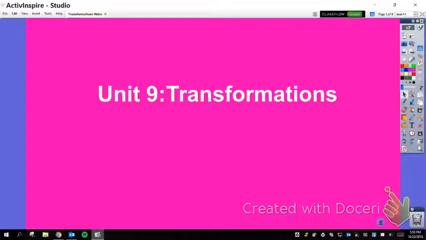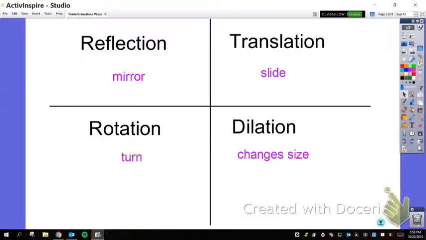Hey guys, today we are talking about transformations. This is Unit 9. Remember that we are doing transformations a little bit out of the textbook order if you are looking at that. Okay, so when we talk about transformations, we have 4 different transformations that we talk about.